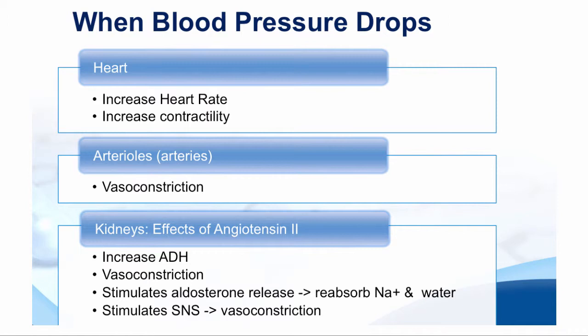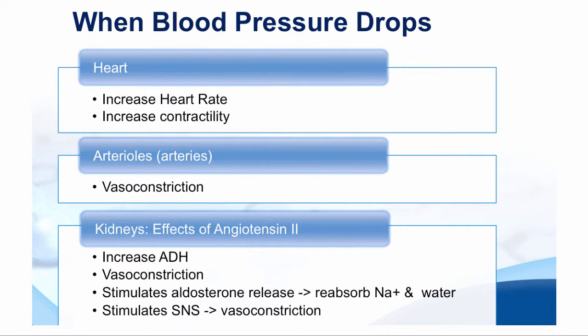If you increase contractility, we know that this will increase stroke volume and therefore increase cardiac output. By increasing cardiac output, your body increases blood pressure. So putting all those together, we increase heart rate, cardiac output increases, increasing blood pressure. Now, in response to the drop in blood pressure, the arterioles will vasoconstrict, and when they do, this increases total peripheral resistance, therefore increasing blood pressure.